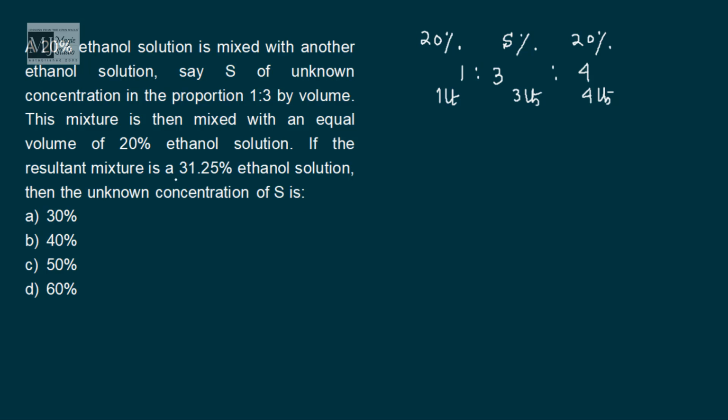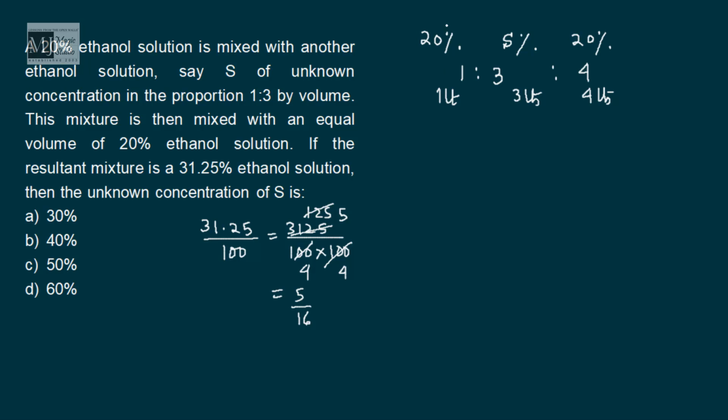If the resultant mixture is 31.25%, how much is 31.25%? It would be 3125 by 100 into 100. If I divide 3125 by 25, that would give me 125. Again, this is 5 and 4. So actually 31.25% is 5 by 16 as a fraction.